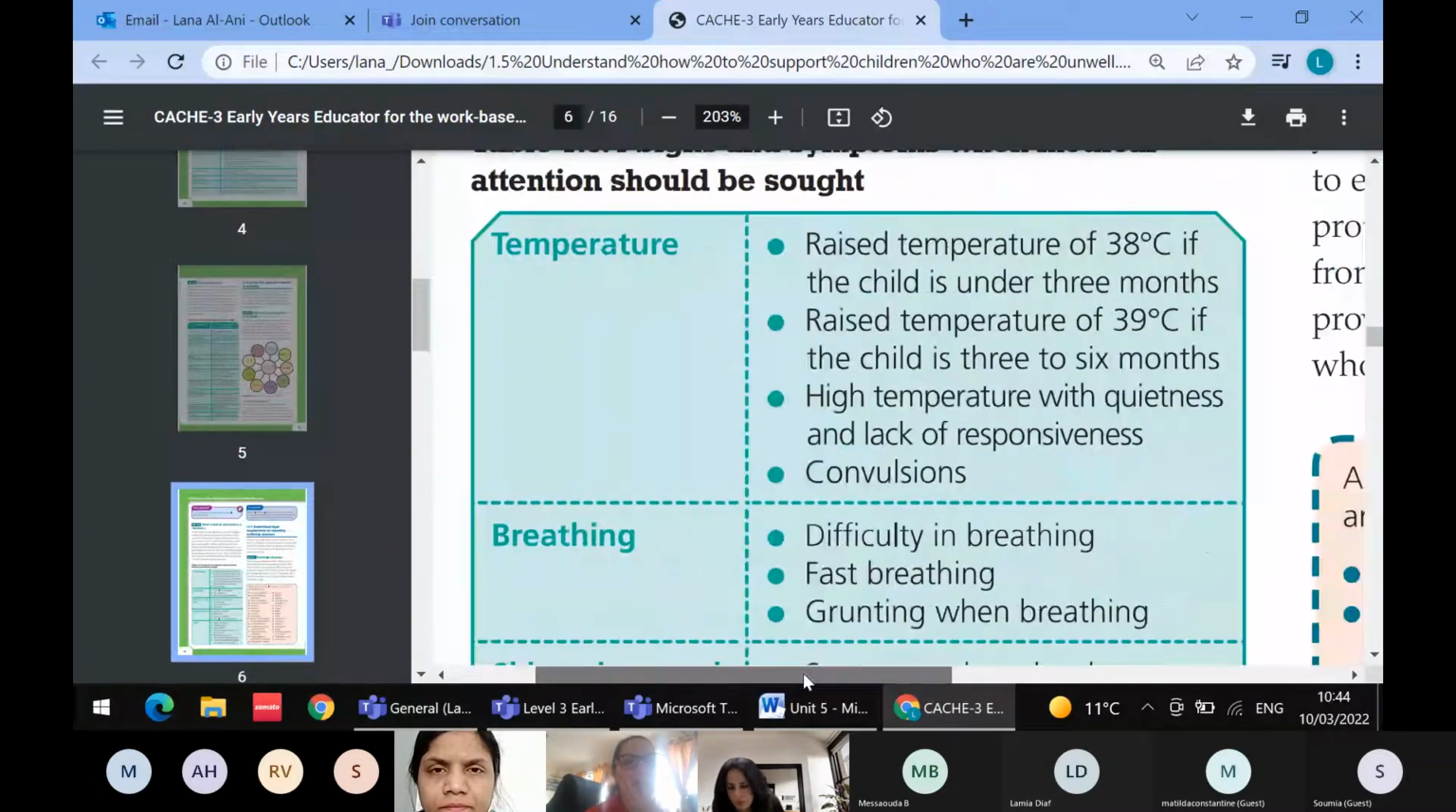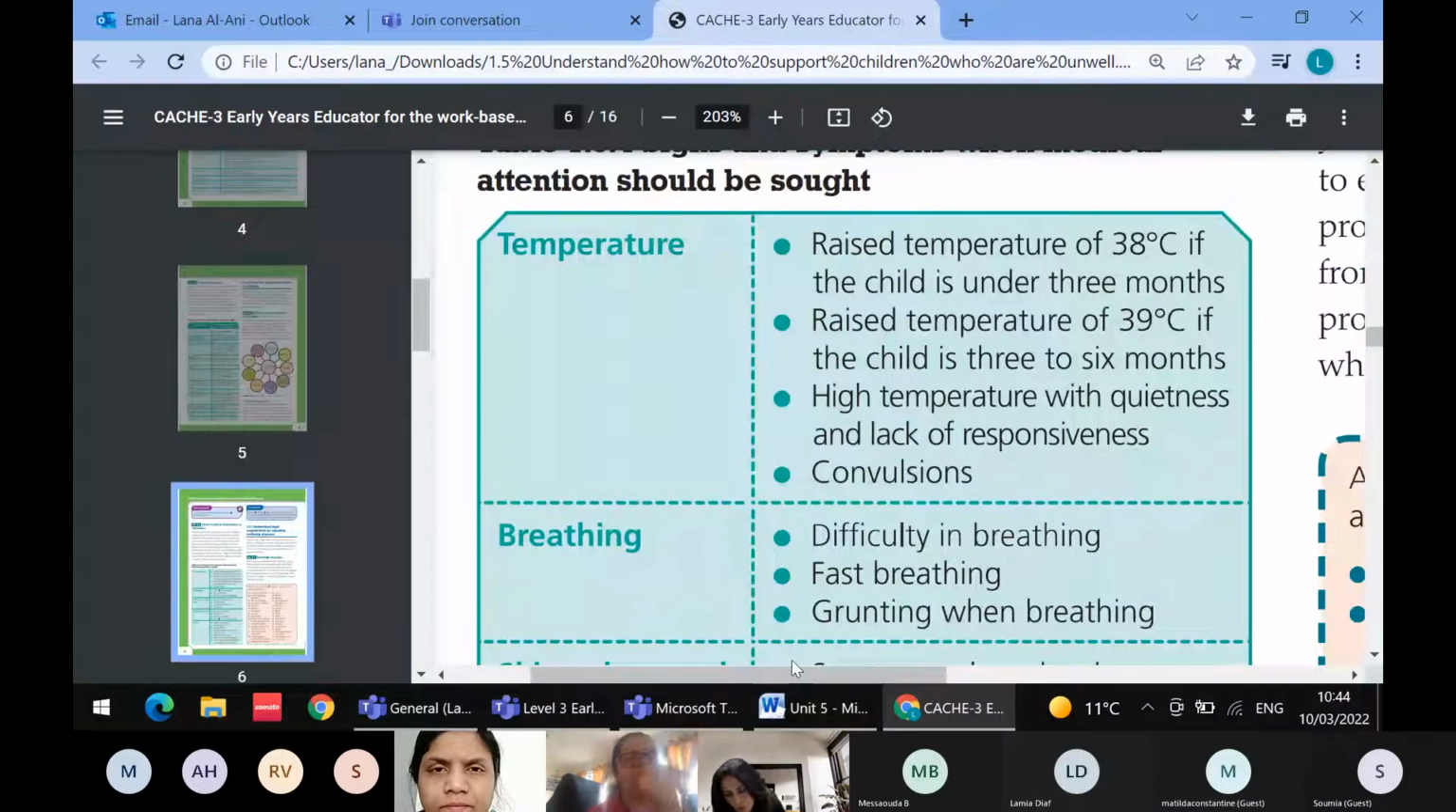It's a really high temperature, like above 38. Yes, very good. So the temperature will go higher for the child, like 38 degrees. If the child is under 3 months, that is very dangerous. So we have to call the ambulance to check.